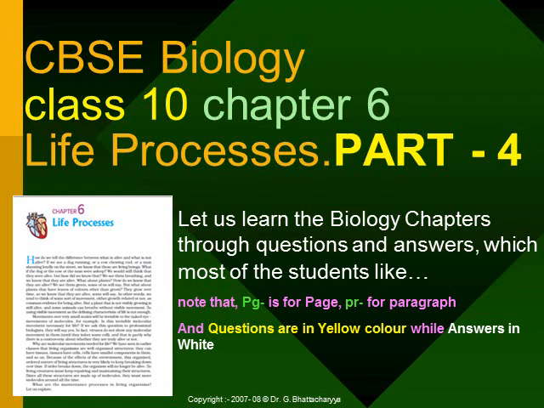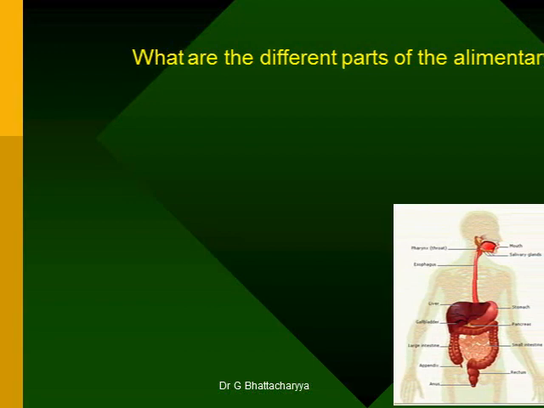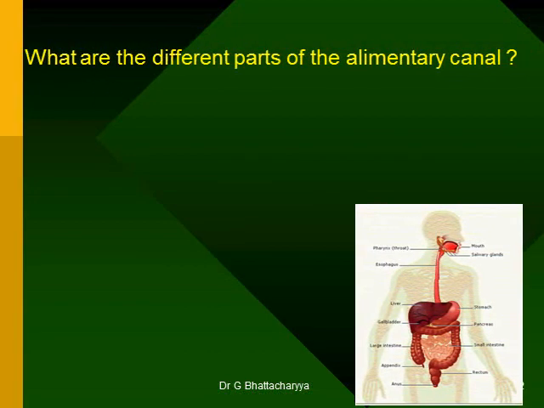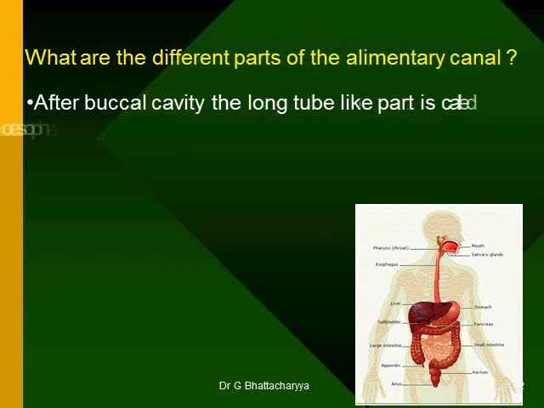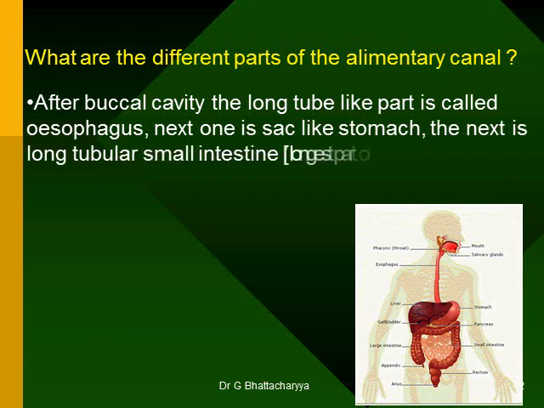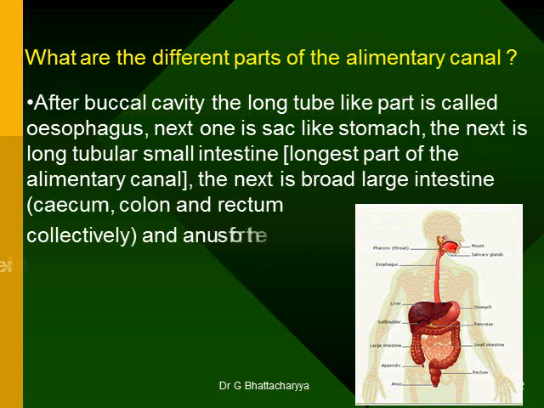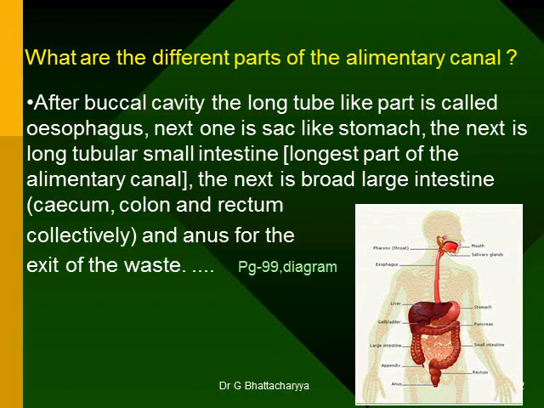What are the different parts of the alimentary canal? After the buccal cavity, the long tube-like part is called the esophagus. Next one is the sac-like stomach. The next is the long tubular small intestine, the longest part of the alimentary canal. The next is the broad large intestine, cecum, colon and rectum collectively, and the anus for the exit of the waste.